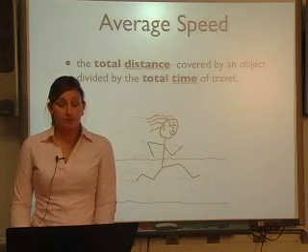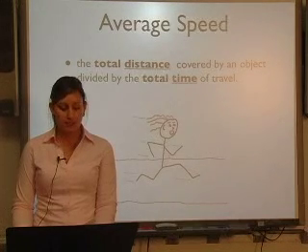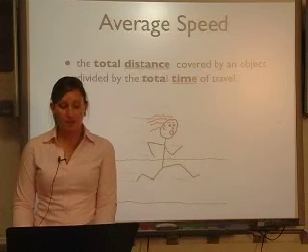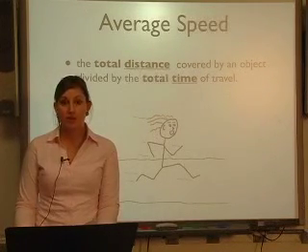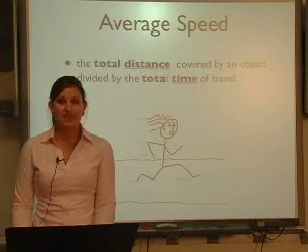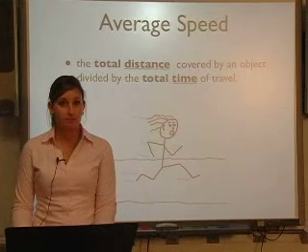Write this down. Average speed is defined as the total distance covered by an object divided by the total time of travel. It is important to recognize the words distance and time in the average speed definition.